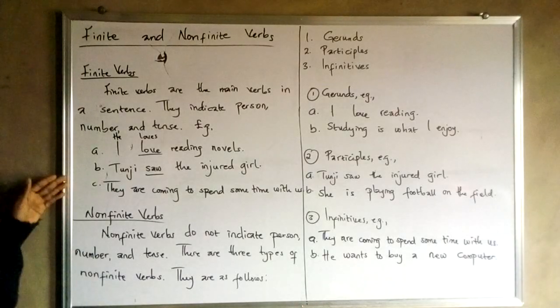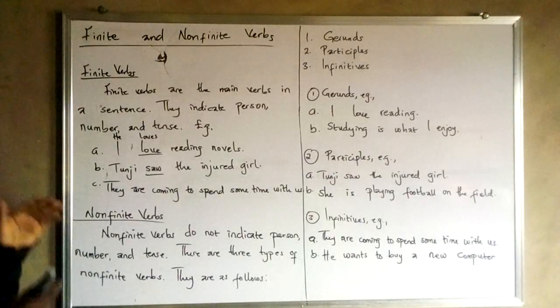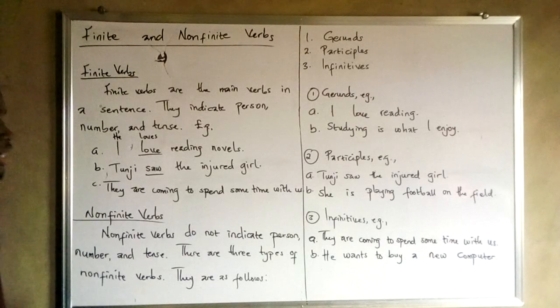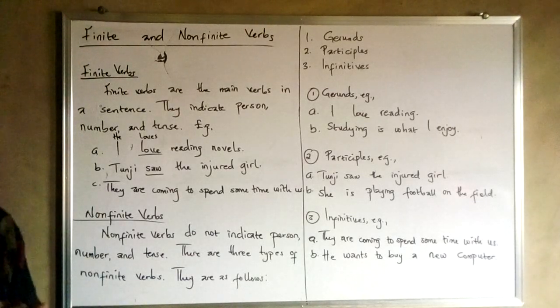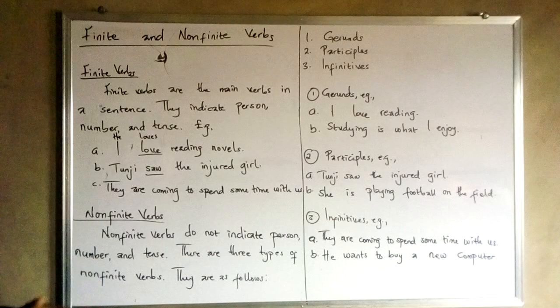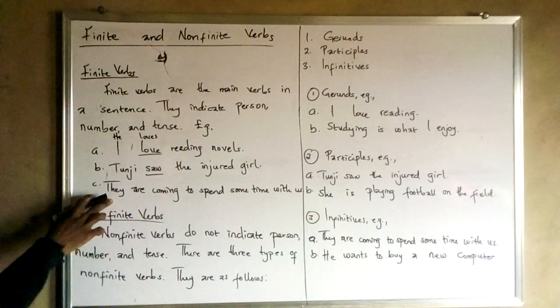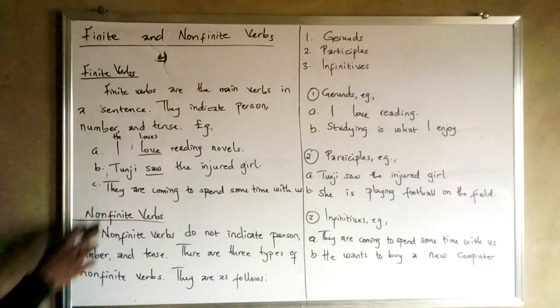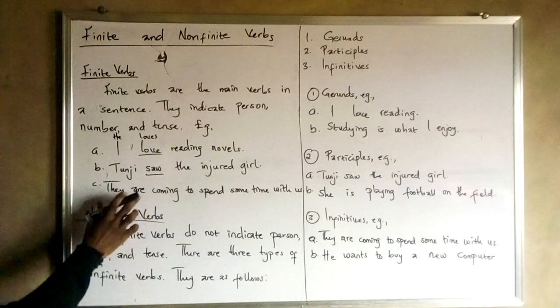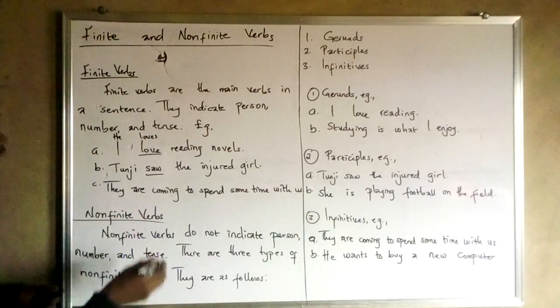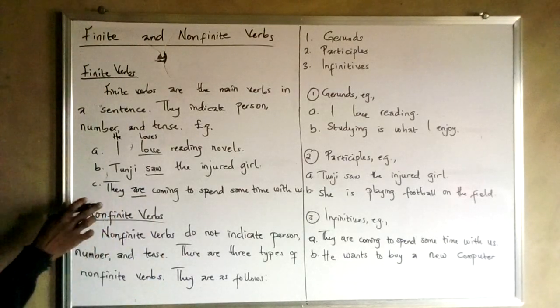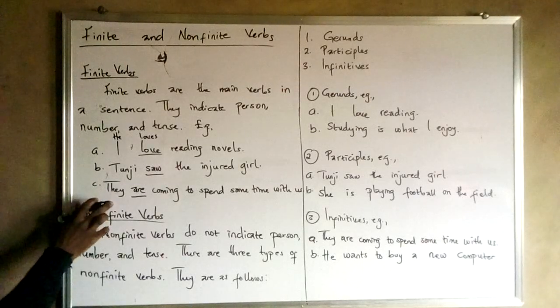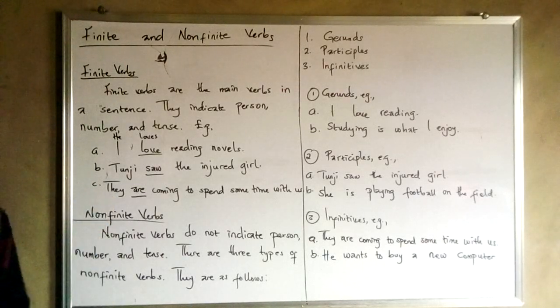And the last example we have here is: They are coming to spend some time with us. This is actually agreeing with the number of entities present as a subject. Here, this is a subject, which is a pronoun. But the pronoun here is indicating plurality, and the verb here is also indicating plurality. That shows this verb is agreeing with the plurality of the subject.